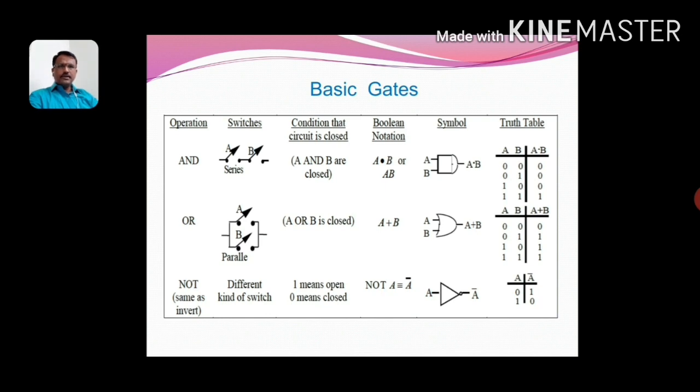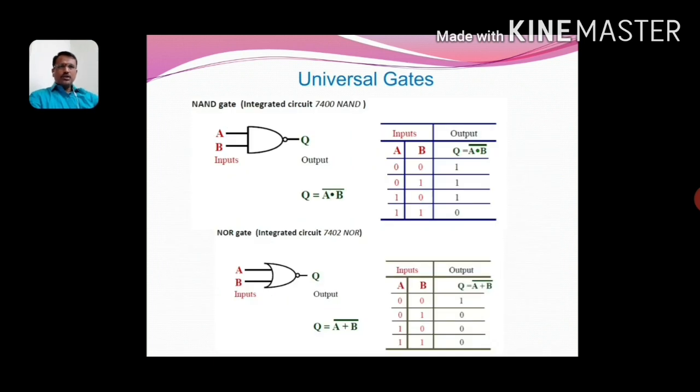If logic 1 is given, then you will get logic 0 or low at the output. So there are three basic gates, AND, OR and NOT. Then there are two universal gates, NAND and NOR. Why are these two gates called universal gates? Since by using NAND gate or NOR gate, we can construct any other gate like AND gate, OR gate, NOT gate, etc. Therefore these two gates are called universal gates.